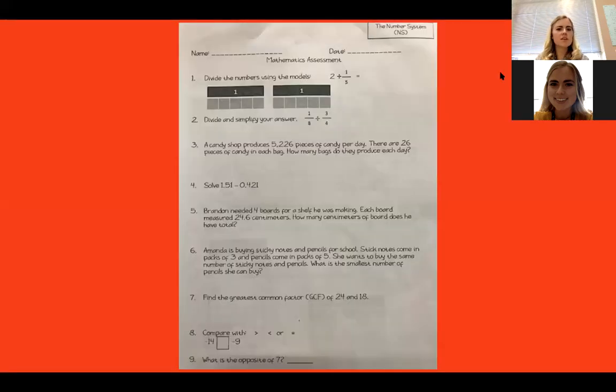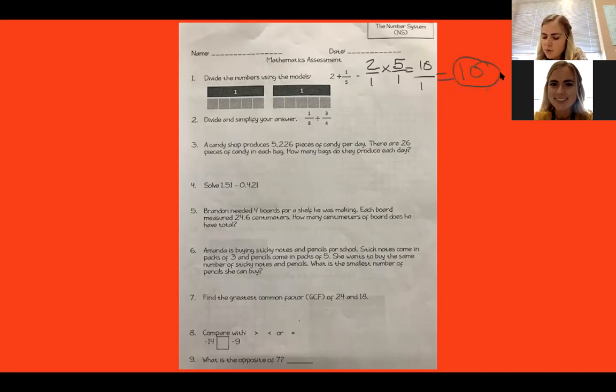Okay, the first question says divide the numbers using the models. You don't need to use the models, but if you want to, you can. So it's 2 divided by 1/5. One way we divide with fractions is we do keep, change, flip. So keep the first number, change the sign, and then flip the second number to become 5/1. So 1/5 becomes 5/1. You flip it. Then I multiply the numerators. 2 times 5 is 10. 1 times 1 is 1. 10 divided by 1 is 10. So 2 divided by 1/5 is 10.